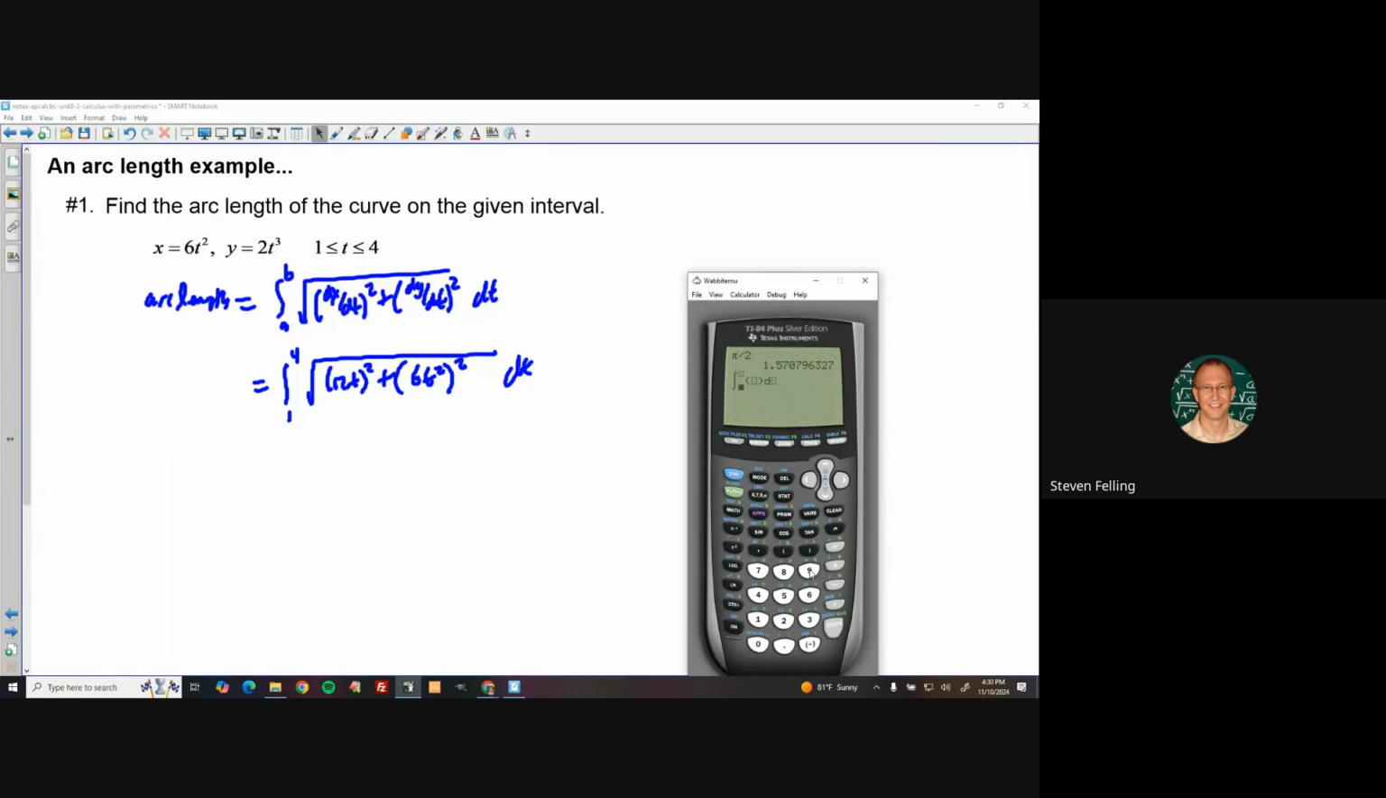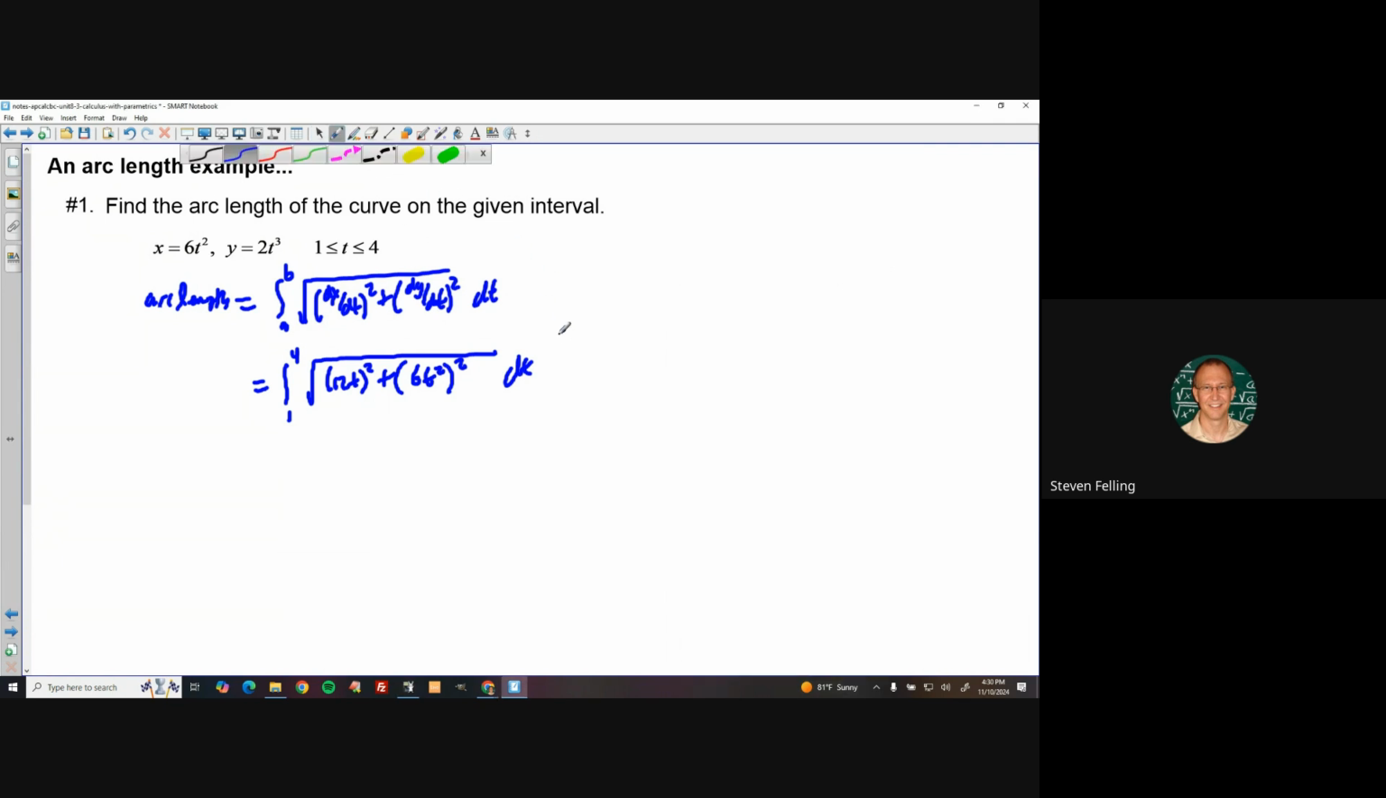If I go Math 9 and I do an integral from 1 to 4 of the square root of parentheses 12t, that's going to show up as an x, but that's that squared, and then plus parentheses 6t squared, close those parentheses, and then square that dy dt, and integrate that over the variable. I'm going to get a number that represents the length. So this is 156.525. All right, and that's the answer. This is the setup that produces that.